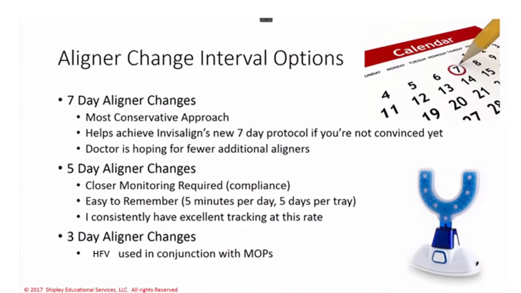But I may be able to get better aligner seating, therefore better tracking, possibly fewer refinements or fewer additional aligners because we're doing both. So that's an option. So if I'm doing both, I do 3-day aligner changes, and I've actually got several cases where we've been quite successful in seeing amazing things where we've implemented both the MOPS and the V Pro 5 and done 3-day aligner changes.